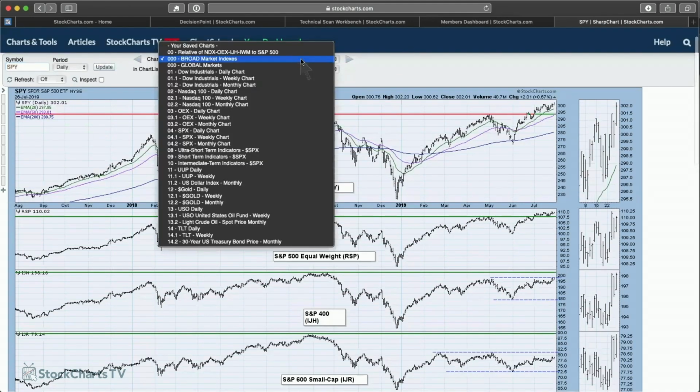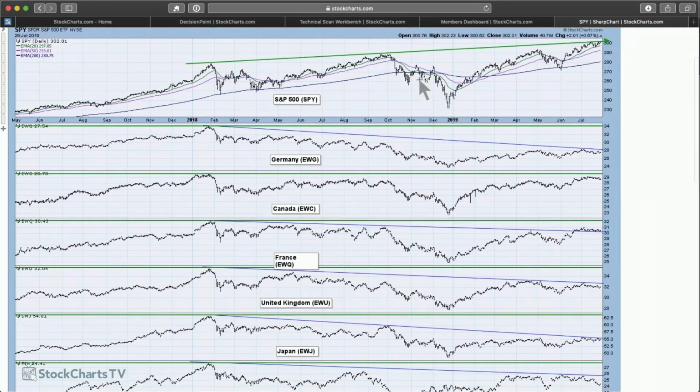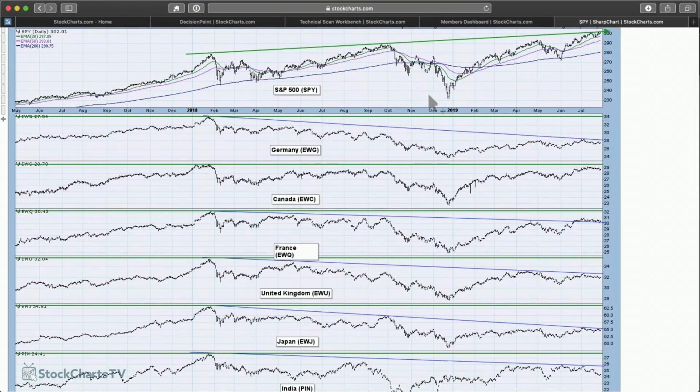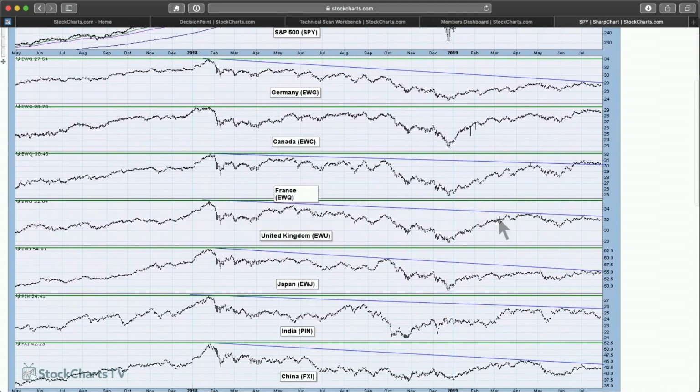Excellent point. Global markets, looking at the global ETFs, you can see that really the Canadian ETF is working on getting back to all-time highs. We're still in declining trends for the EWG, and we are just now seeing some improvement on EWQ, the French ETF. It did get that breakout from that declining tops trend line, but we still haven't gotten back up to all-time highs.